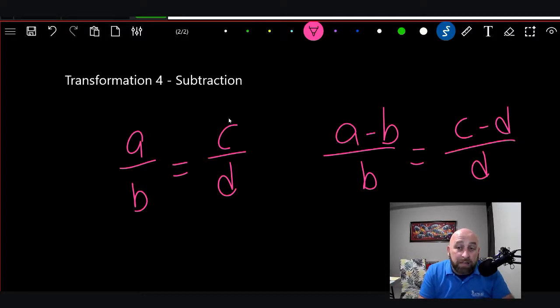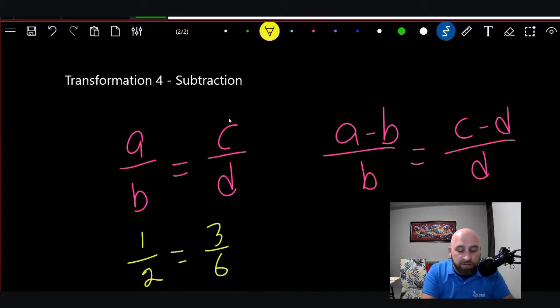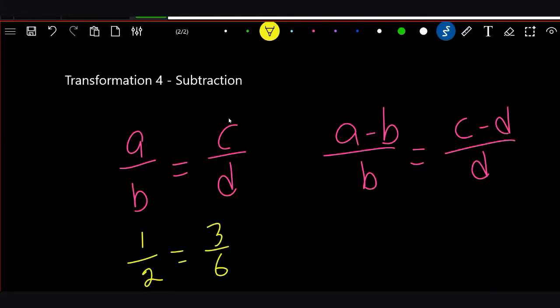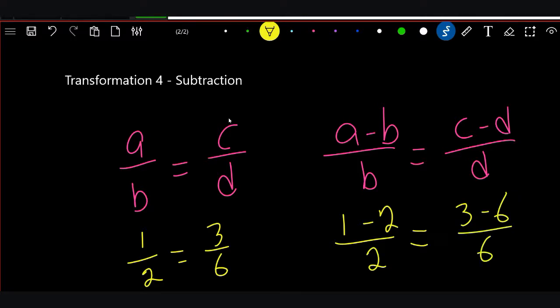And it means that it's the same as the addition. Well, let's see if it works with this. Let's try it again. Let's put 1 over 2 equals 3 over 6. Let's use those same numbers, and we're just going to plug it in. So we're going to say 1 minus 2 over 2 equals 3 minus 6 over 6.